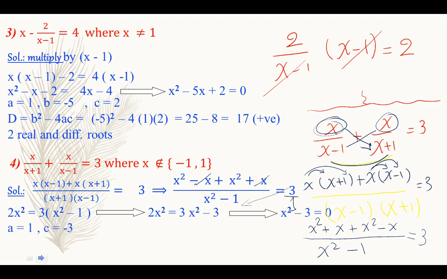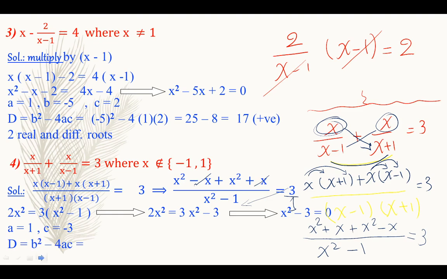Here a equals 1. For b, there is no coefficient of x. The x term does not exist in the equation, so the coefficient of x, which is b here, equals 0. Okay? b equals 0.